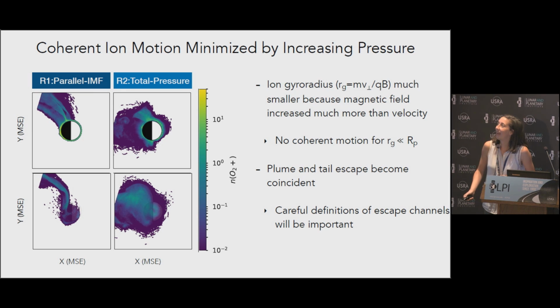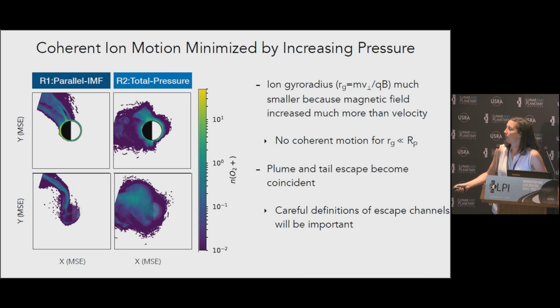Okay, so now looking at my next simulation, where on the left I have the parallel IMF case, and on the right we've increased the total pressure but kept that parallel IMF. Over here, all of the ion motion seems very coordinated, essentially. And that's because the ion gyro radius, as is typical at Mars, is a couple times the size of the planet. But in my right-hand case, everything kind of looks smeared out because although I increased both the solar wind velocity and the magnetic field, I increased the magnetic field a lot more, making this ratio, defined as the ion gyro radius, much smaller. And so you don't expect to have coherent motion on the size of the planet anymore.